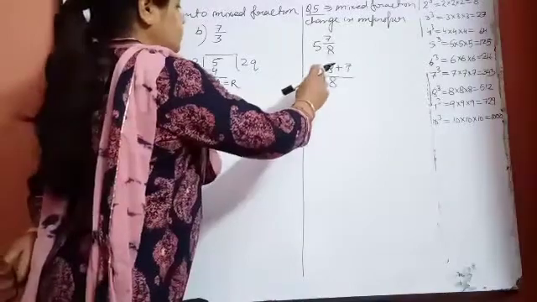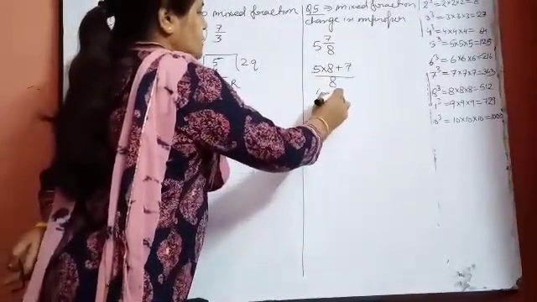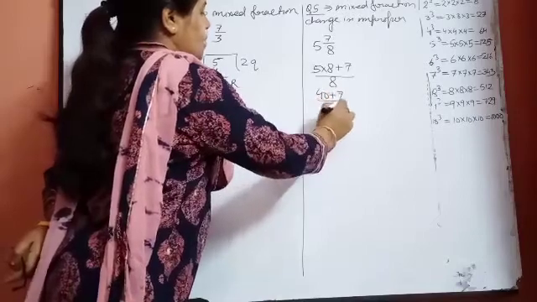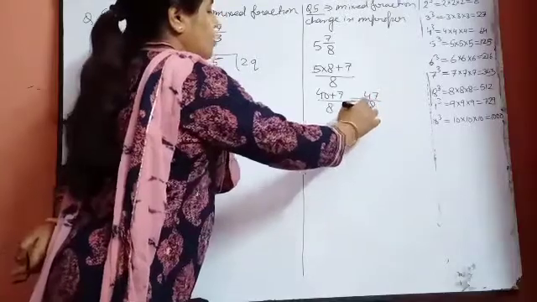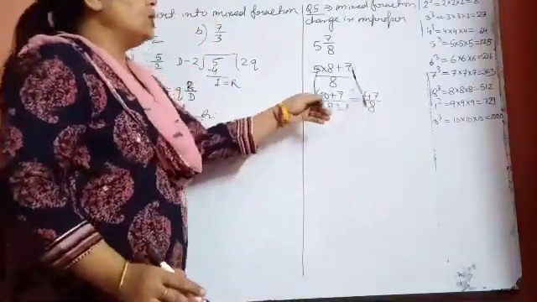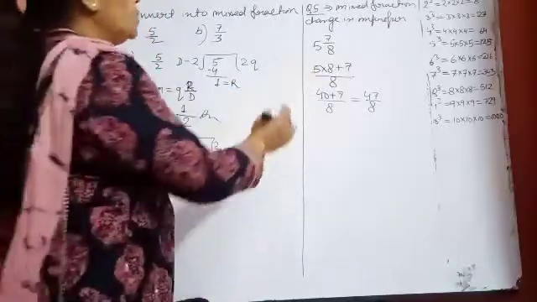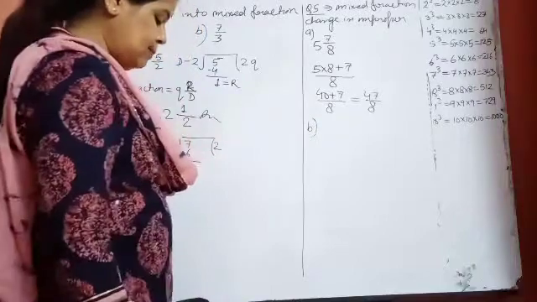See that, 8 fives are 40 plus 7/8. It will become 47/8. Now see that the numerator is greater than the denominator, so it is an improper fraction. It is your A part. Again, one more part, B part, I am doing. They are just so simple.